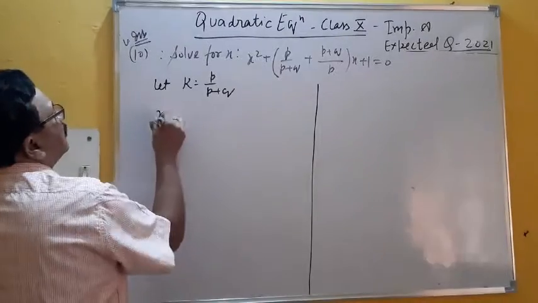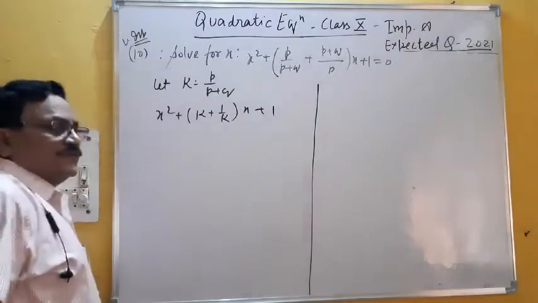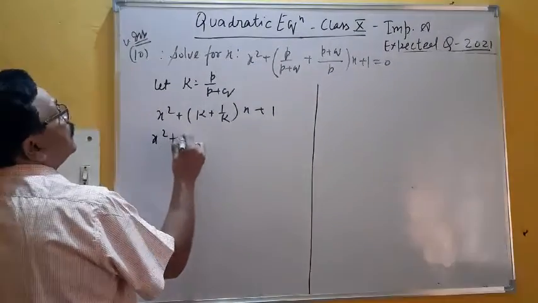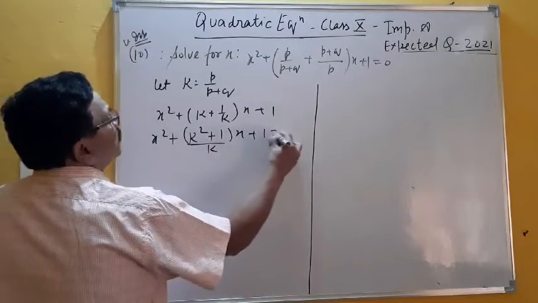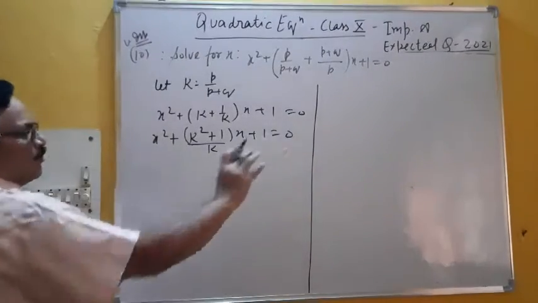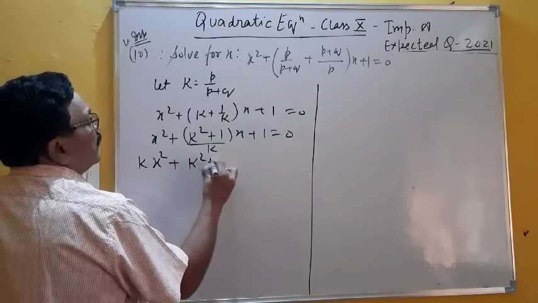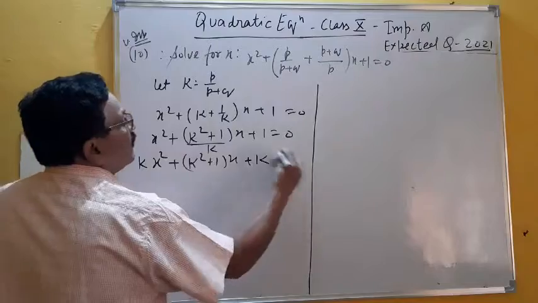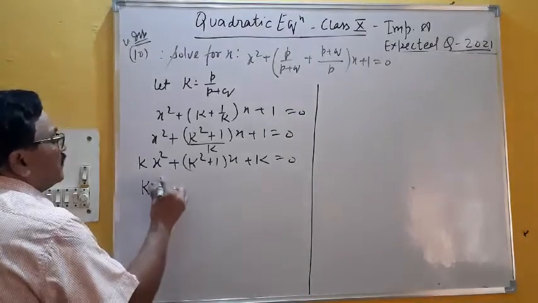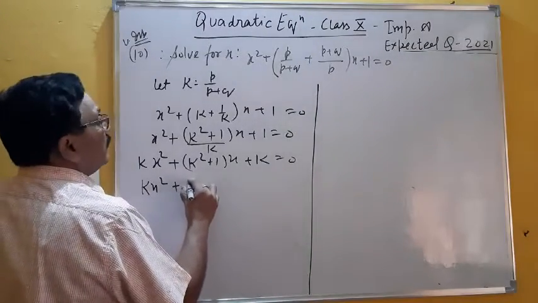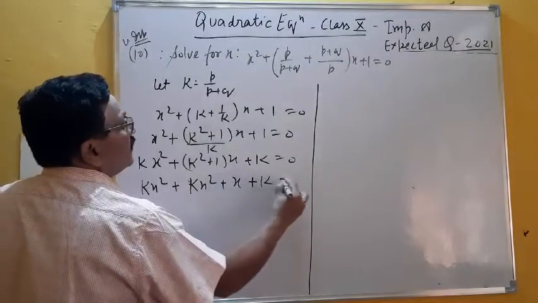Right? So what will you get? x square plus k plus 1 upon k x plus 1. Now solve. x square plus k square plus 1 upon k x plus 1 equal to 0, and multiply the whole equation by k. x square k square plus 1 x plus k equal to 0. What I did? I removed this k in the denominator part. Now open bracket: kx square, then k square x plus x plus k equal to 0.